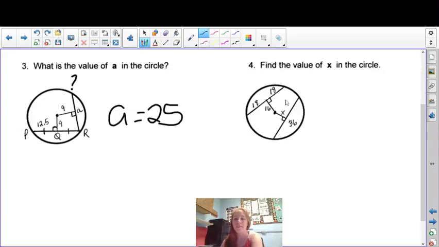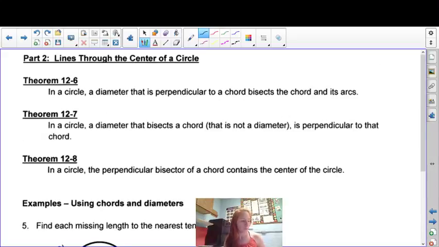Number 4, find the value of X. So I see this chord up above, this half is 18, so 18 plus 18 is 36. I see that the second chord over here is 36 as well. So if the chords are equal or congruent, then they must be equidistant. So therefore, x has to be 16. Good. I'm just double checking we're not adding anything to our formula book yet.